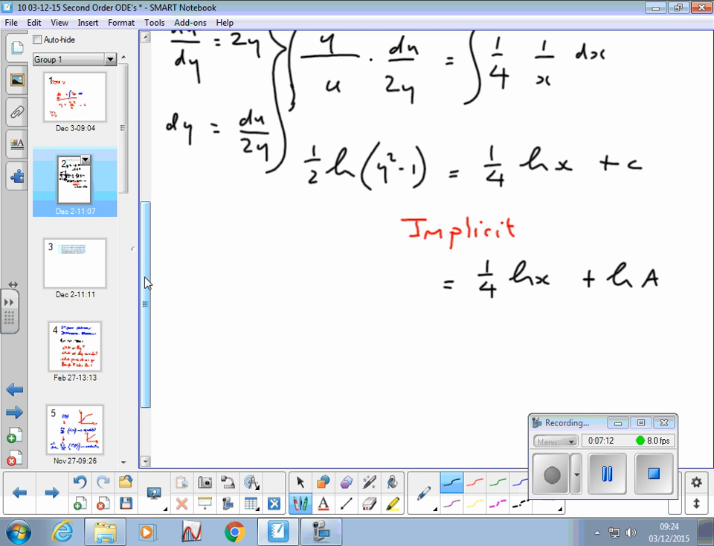If I multiply both sides by 4, I get rid of that quarter on this side and I turn that to a 2 over here. So 2 log y squared minus 1 equals log x plus log a. Again, the fact that it's 4 times log a doesn't matter, it's just a constant, so let's call it log a. That makes it look a little bit better.